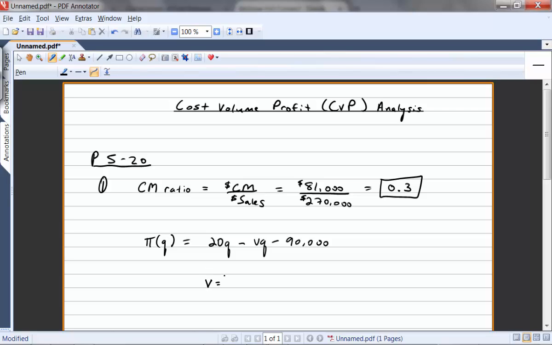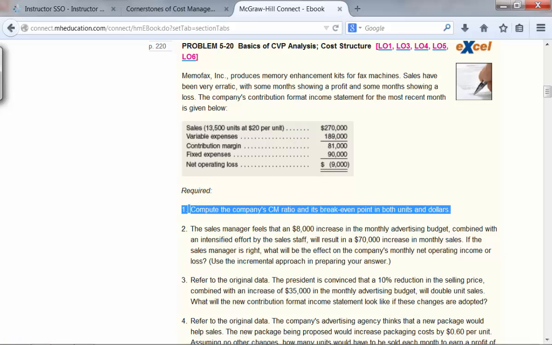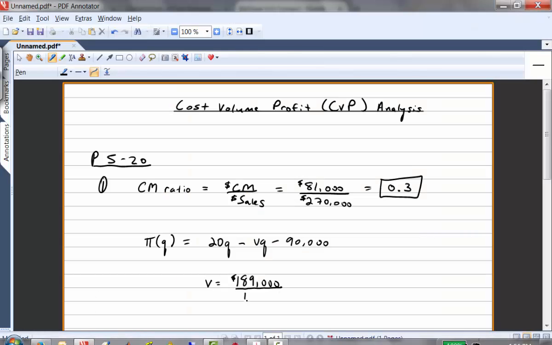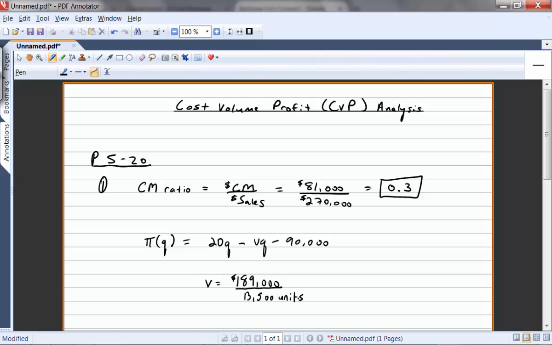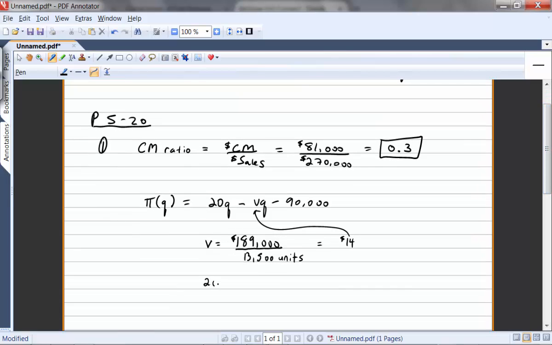V would be the total variable expenses, which they gave us as 189,000 right here, divided by the number of units sold, 13,500. Divided by the number of units produced, because we incur variable expenses to produce units. But we're assuming that the number of units sold is equal to the number of units produced here. So the variable expense per unit is 14, if you calculate that. So now we can put that right there. So we have a profit equation: 20Q minus 14Q minus 90,000. That's profit.